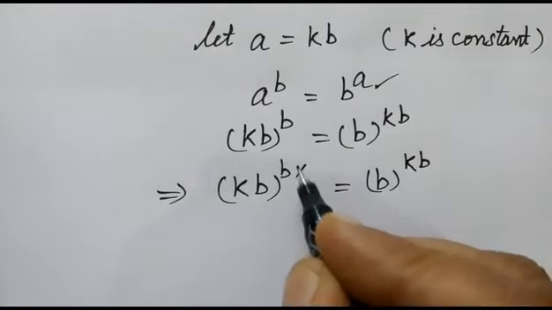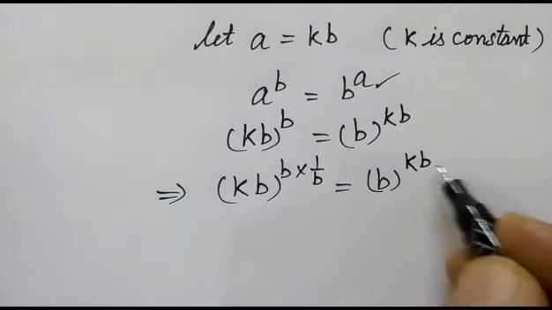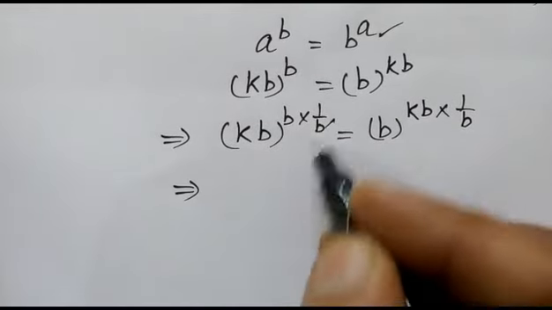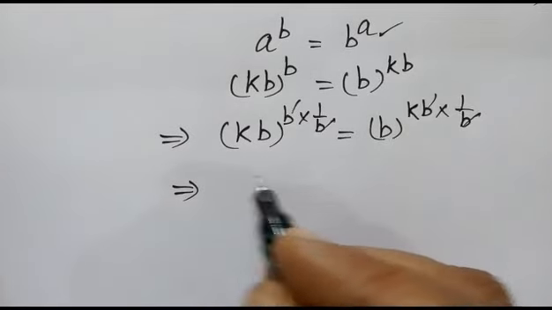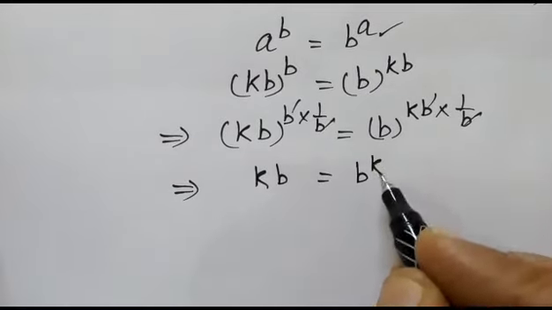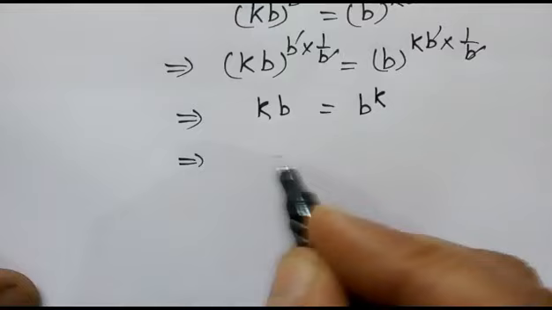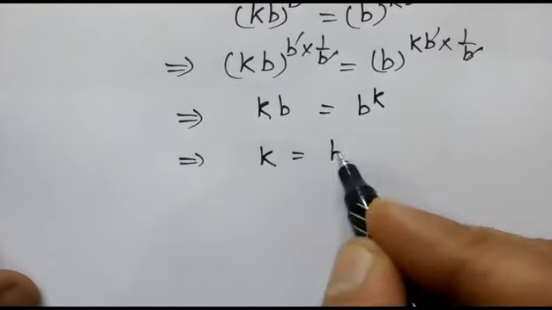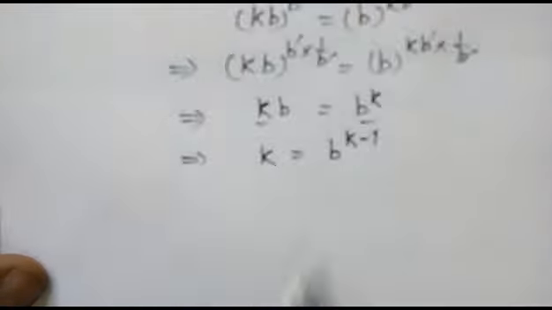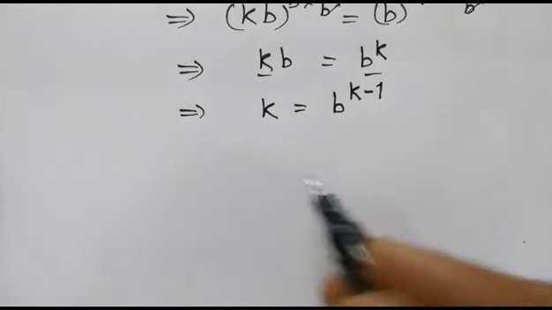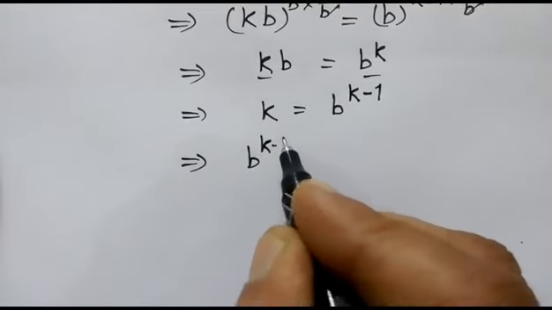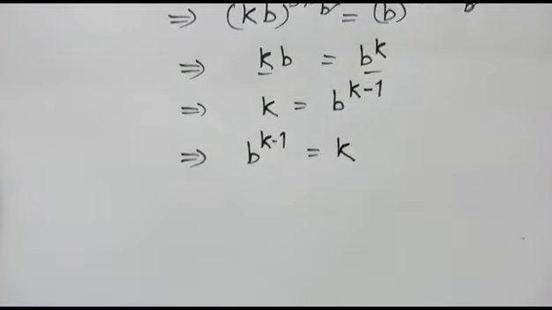If we raise both sides to the power 1 over b, now we have k into b is equal to b to the power k. So k is equal to b to the power k minus 1. So b to the power k minus 1 is equal to k.